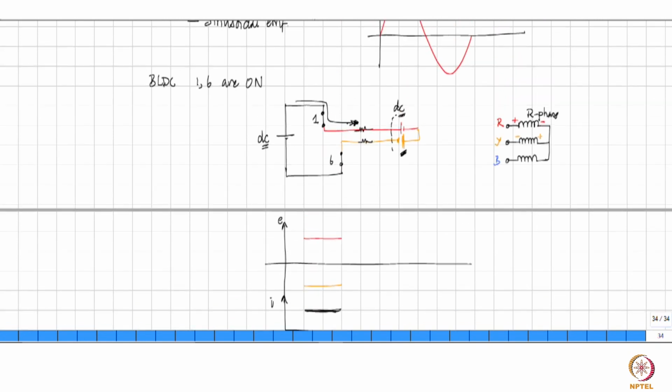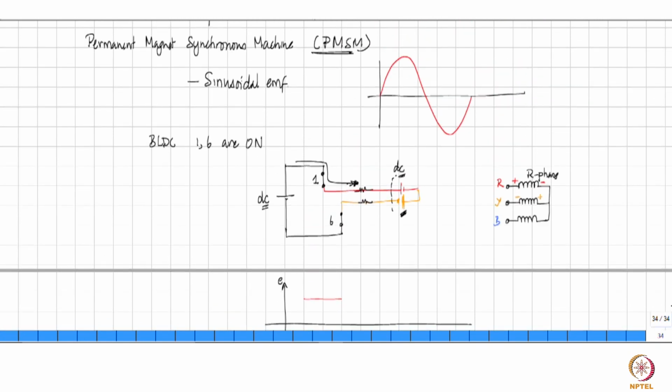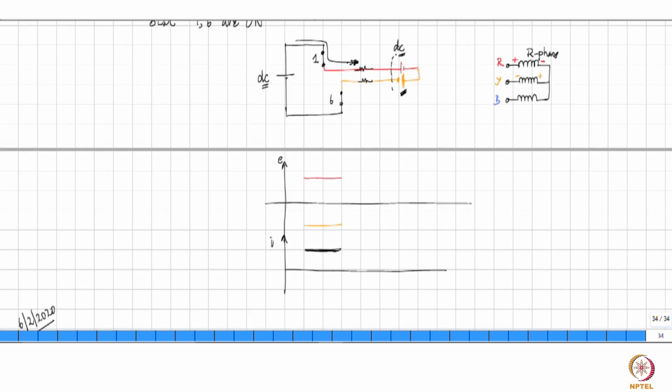This is what we had seen here for the case of switches 1 and 6 being on. What you have is the input DC source is now connected to those two phases of the motor, where the induced EMF looks like DC, and therefore the flow of current is DC in that interval, and that is what we have drawn here. The induced EMF is flat, flow of current is flat.